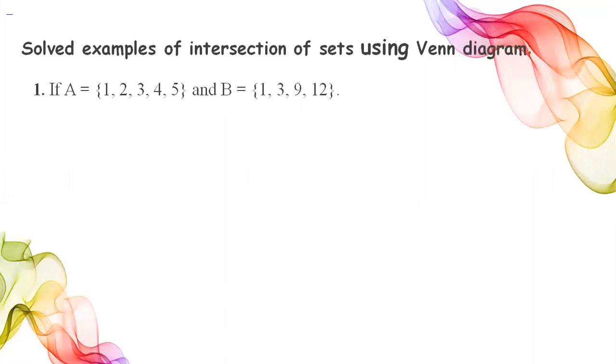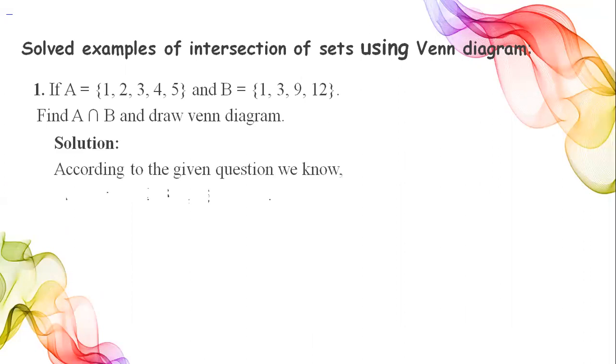The first example is: we have set A which contains 1, 2, 3, 4, 5, and set B contains 4 elements: 1, 3, 9, and 12. We need to find A intersection B and draw the Venn diagram. All right, here is the solution.